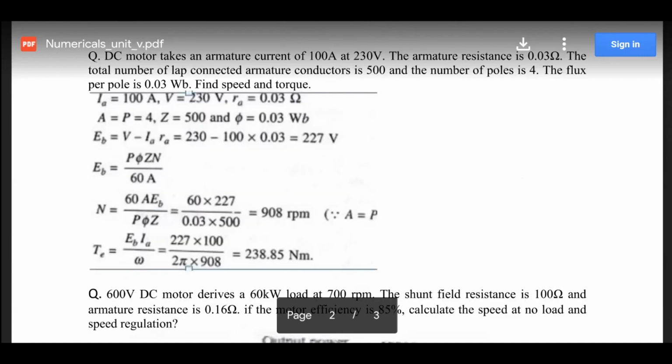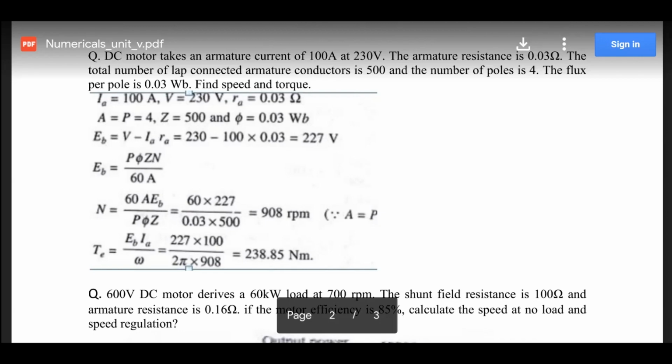Okay, so next, now it is a motor. Till now we were dealing with generator. Okay, now it is motor. The only difference in the motor and the generator is that in the generator, the direction of the current is from the armature towards the load, and in case of motor it is vice versa, or you can say it is from the electric supply towards the motor.